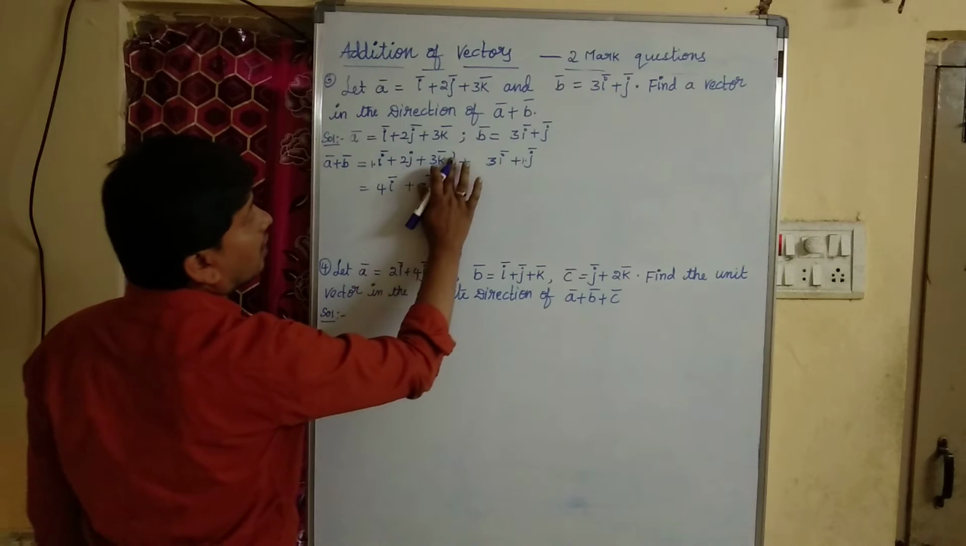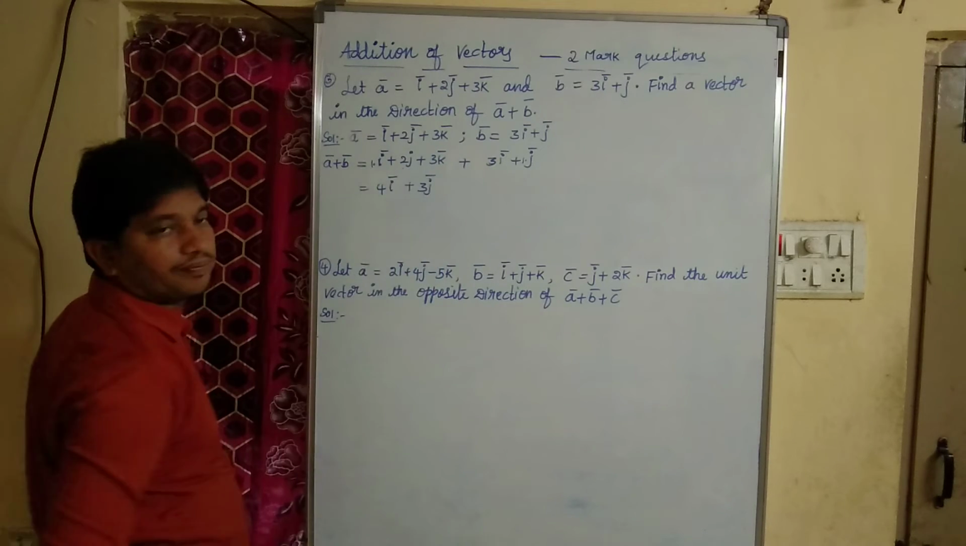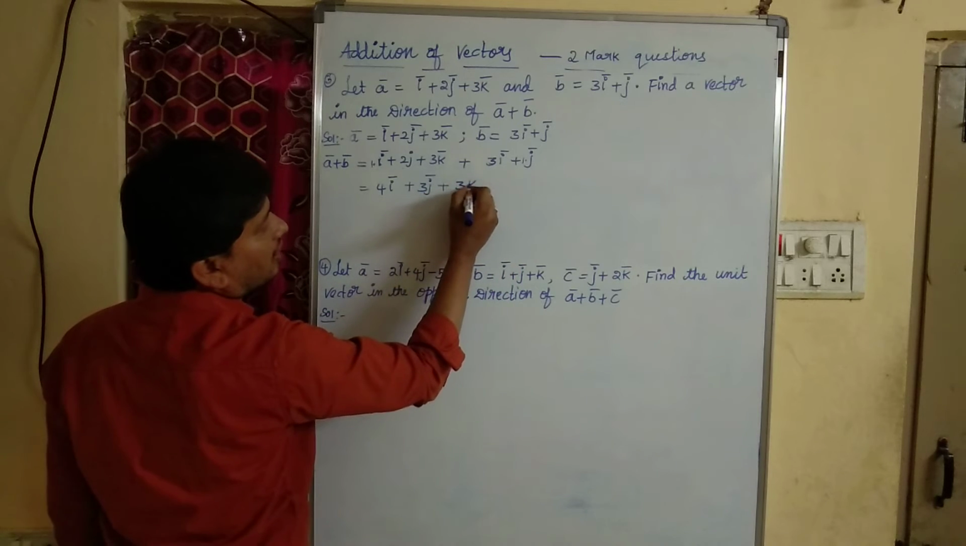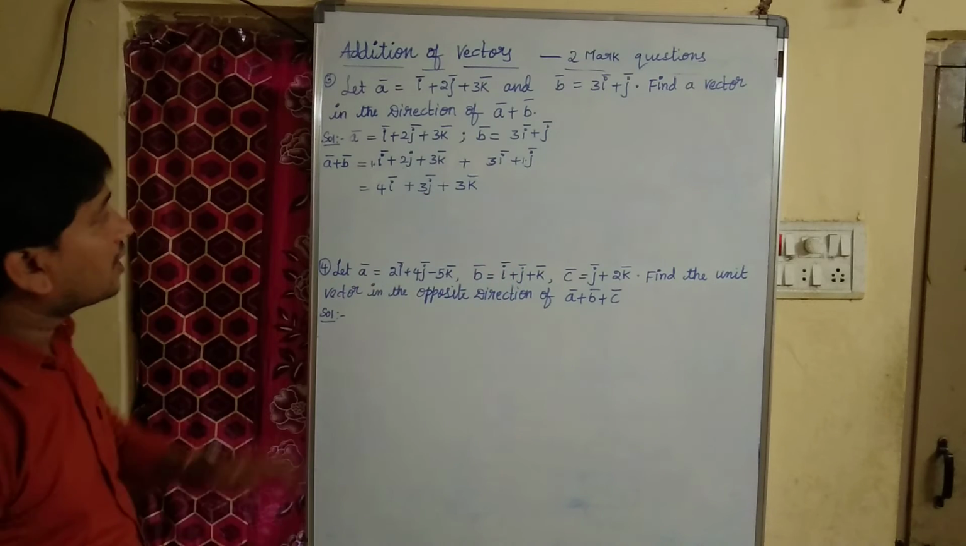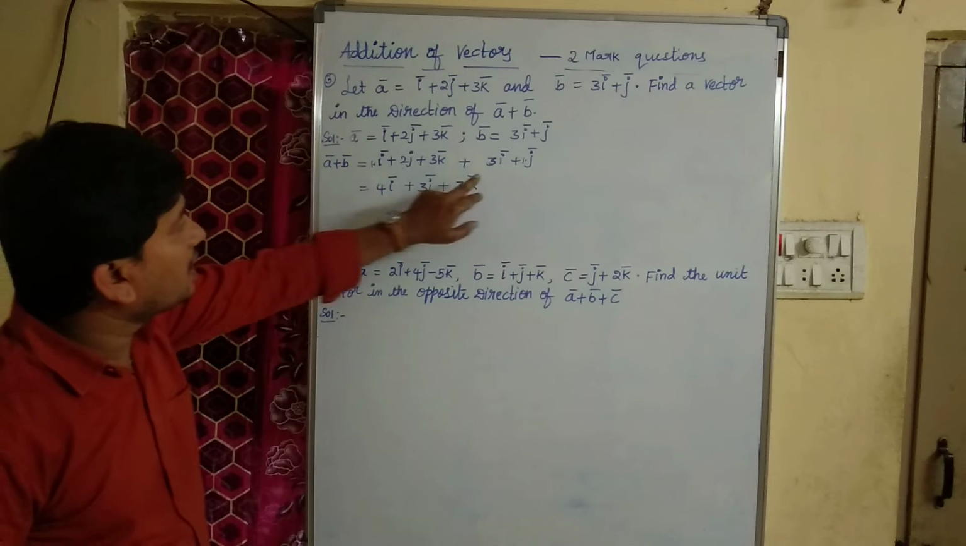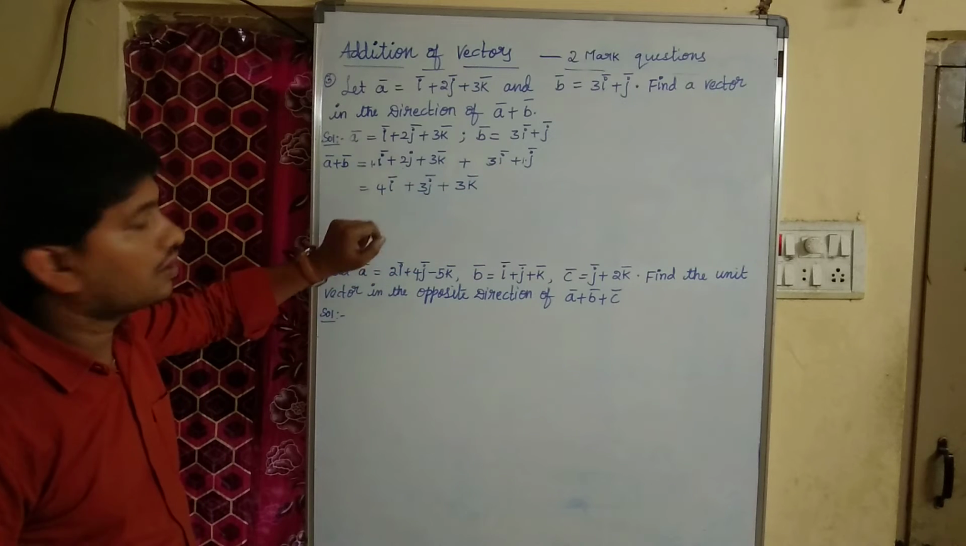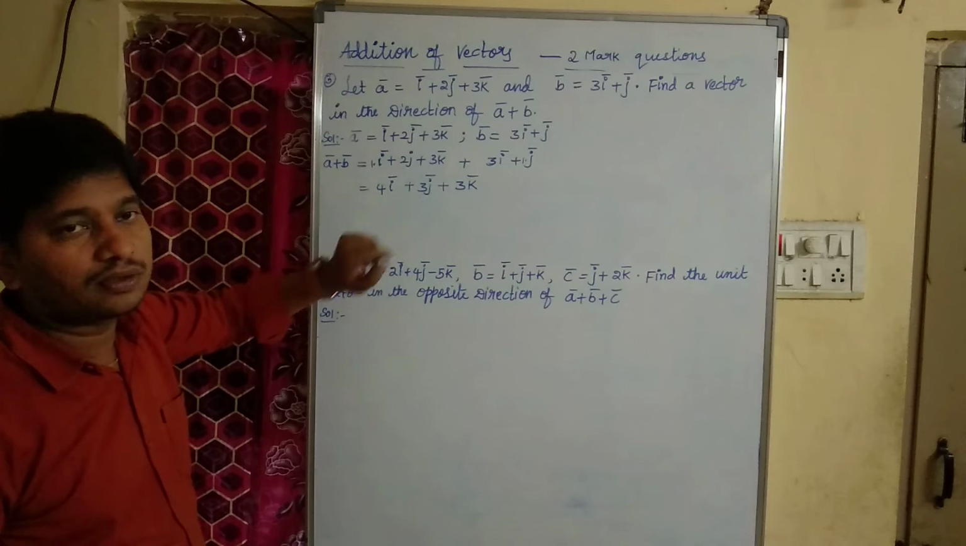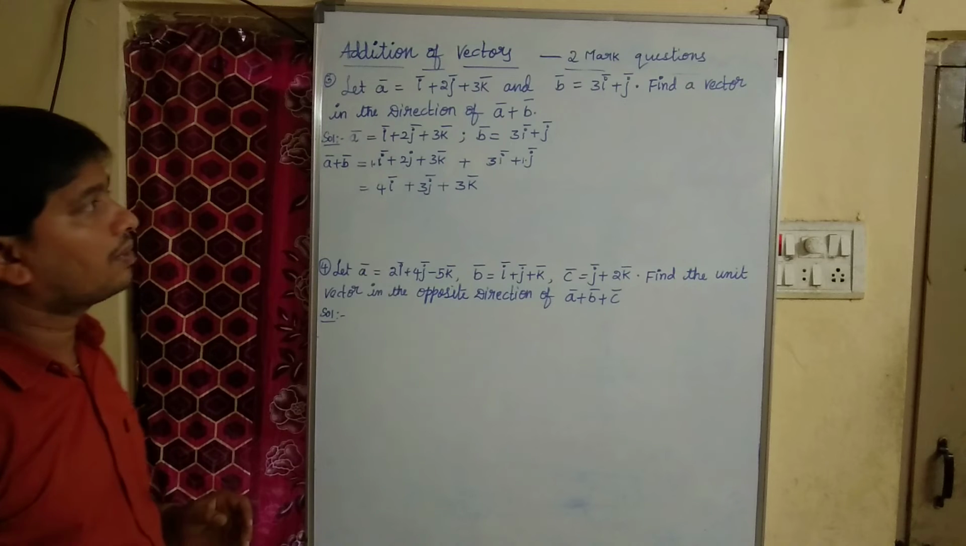And of course here we have only one 3K bar. There is no K coefficient over here. So simply we need to write 3K bar. Children, did you understand? Here 1I bar plus 3I bar, that is 4I bar. 2J bar plus 1J bar, that is equal to 3J bar. And here we have 3K bar.